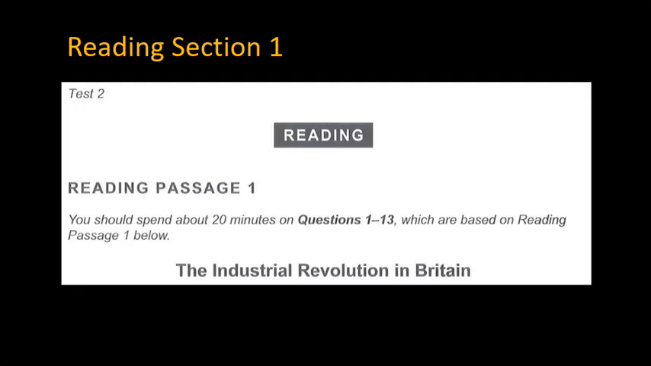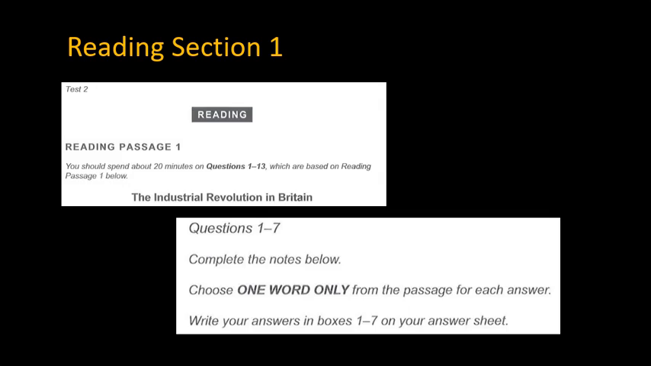So let's get into the test now, and first we have reading passage 1, which is about the Industrial Revolution in Britain. Always read the instructions very carefully before answering the questions, and this says you should spend about 20 minutes on questions 1 to 13, which are based on reading passage 1, which we're about to see. You won't have time to read the whole thing, but before you begin, have a quick scan, maybe read the first part of each paragraph so you have a rough idea of what's going on, and then spend more time studying the questions. Okay, and first we have questions 1 to 7.